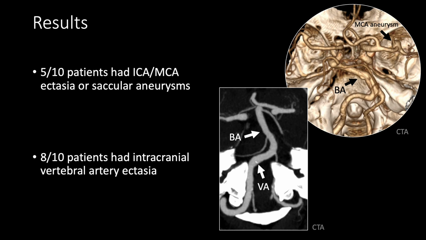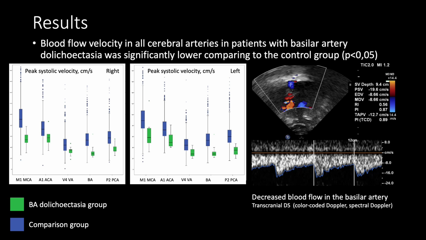Half of the patients had internal carotid artery or middle cerebral artery ectasia or saccular aneurysms, and most of the patients had bilateral or unilateral intracranial vertebral artery ectasia. Blood flow velocity in all cerebral arteries in patients with basilar artery dolichoectasia was significantly lower compared to the control group.